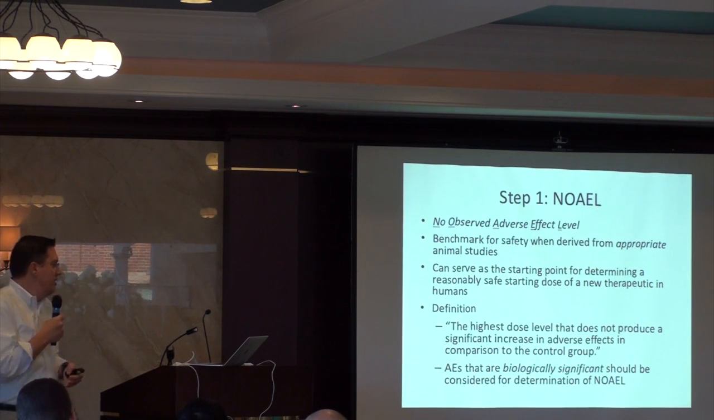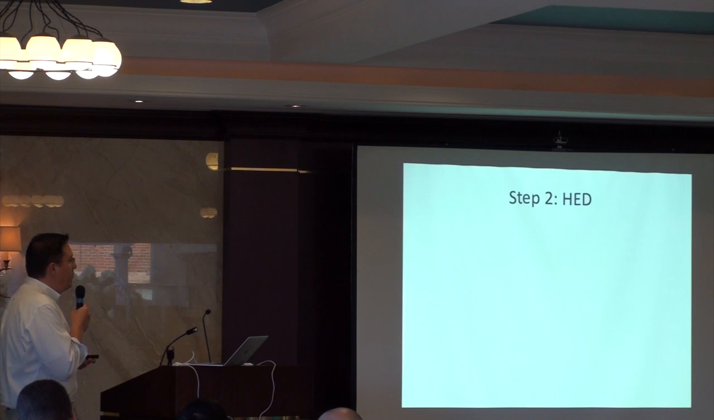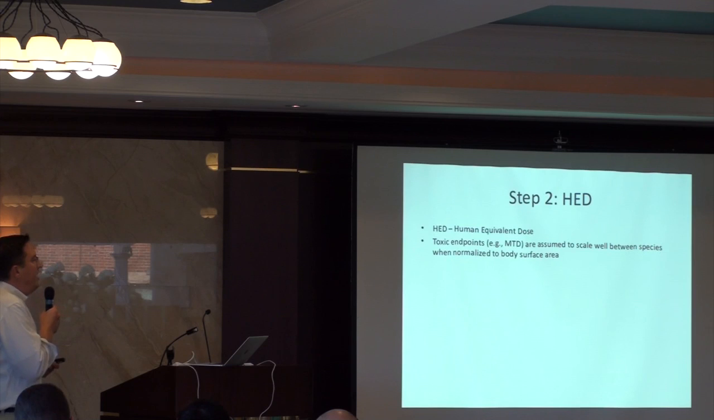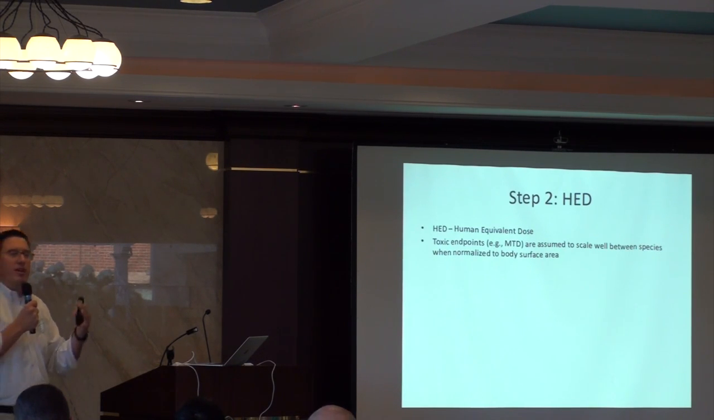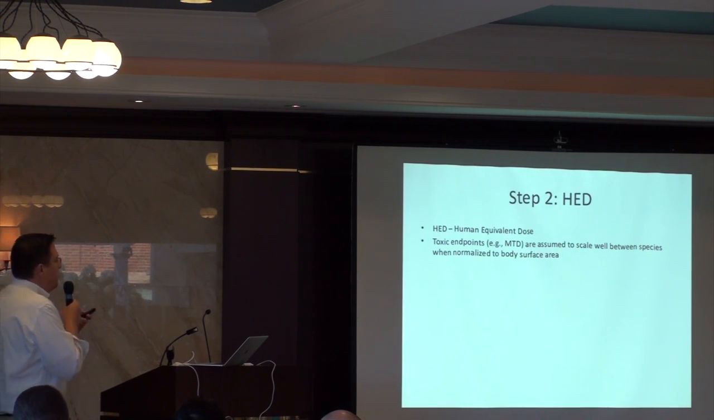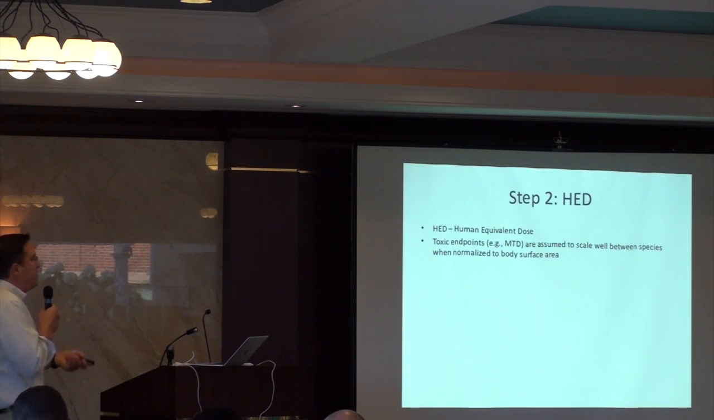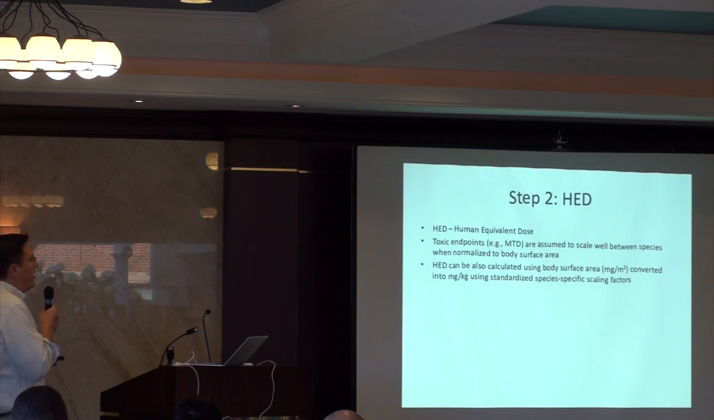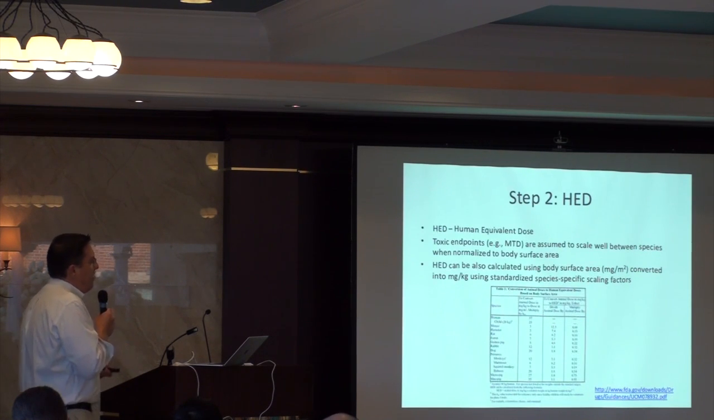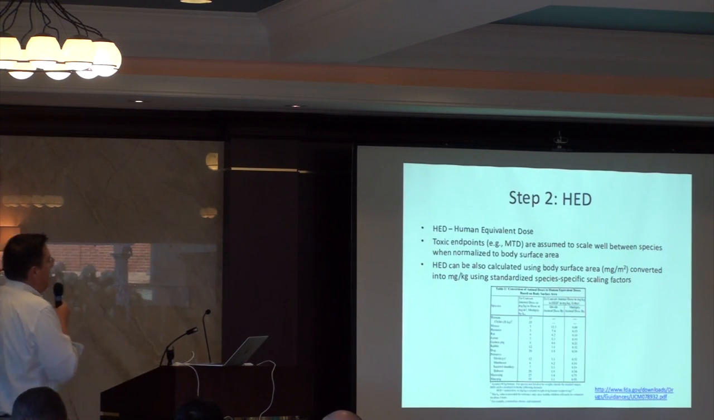So adverse events that are biologically significant, it is the highest dose that did not produce any significant adverse events in that animal population. Once you have that dose in your particular animal population, what you can do is convert it to a human equivalent dose. This human equivalent dose is based on the fact that these doses scale well between species, and you can use a table, there's a nice table in the guidance which helps you convert your hamster dose to a human dose, using a specific algorithm for that.